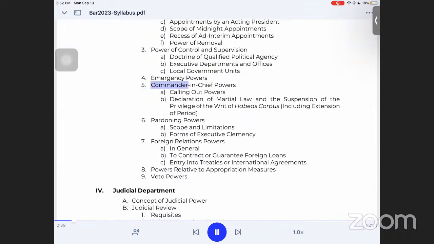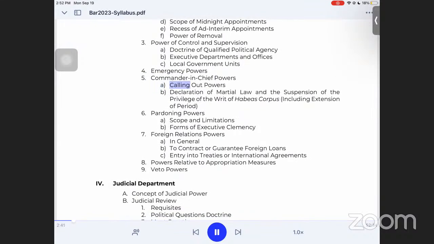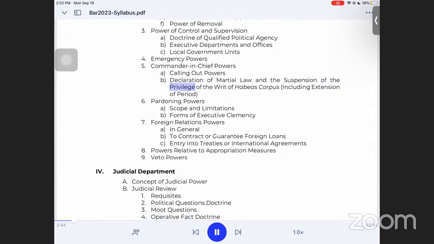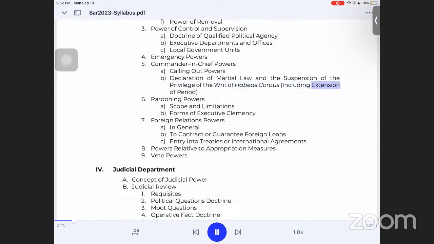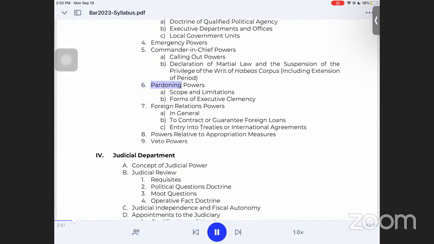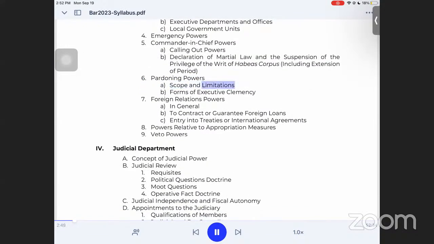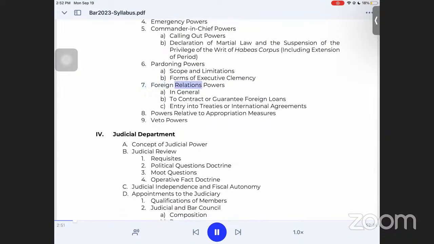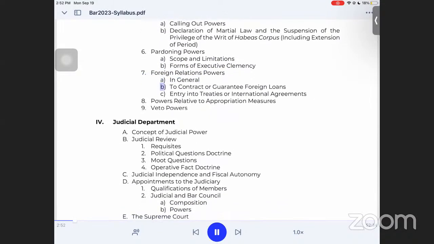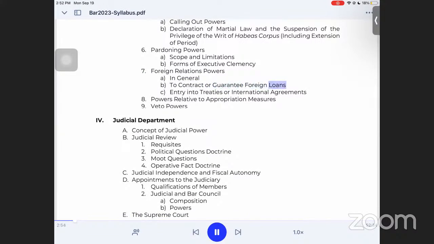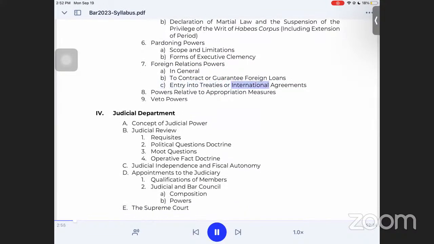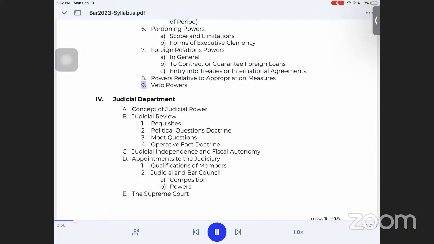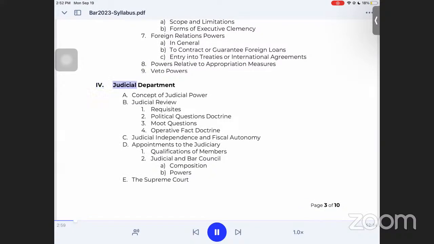4. Emergency powers. 5. Commander-in-chief powers. a. Calling out powers. b. Declaration of martial law and the suspension of the privilege of the writ of habeas corpus, including extension of period. 6. Pardoning powers. a. Scope and limitations. b. Forms of executive clemency. 7. Foreign relations powers. a. In general. b. To contract or guarantee foreign loans. c. Entry into treaties or international agreements. 8. Powers relative to appropriation measures. 9. Veto powers.